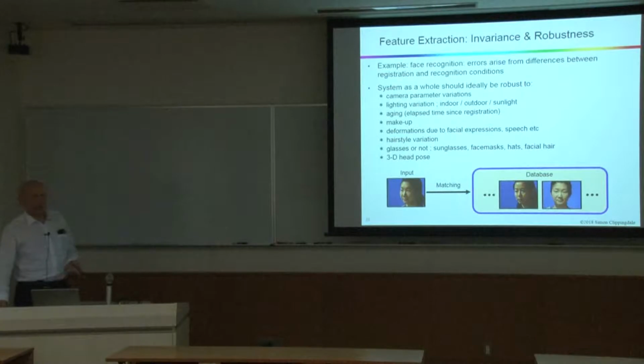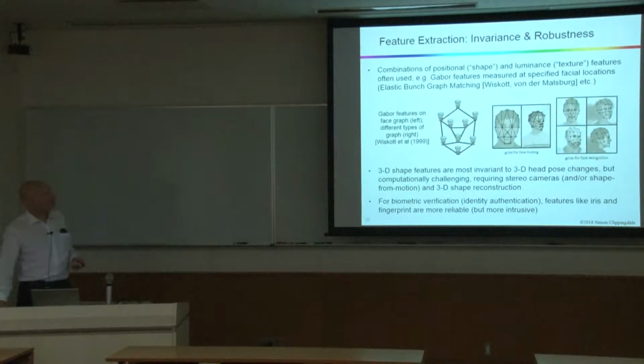Here's a fairly obvious example of the last one. Here are two images in our database. If this is the input image and we just do a naive pixel to pixel match, this one is going to be the closest match, but as you can see, actually this woman is the correct answer. So we would like to do something more clever than just pixel to pixel matching.